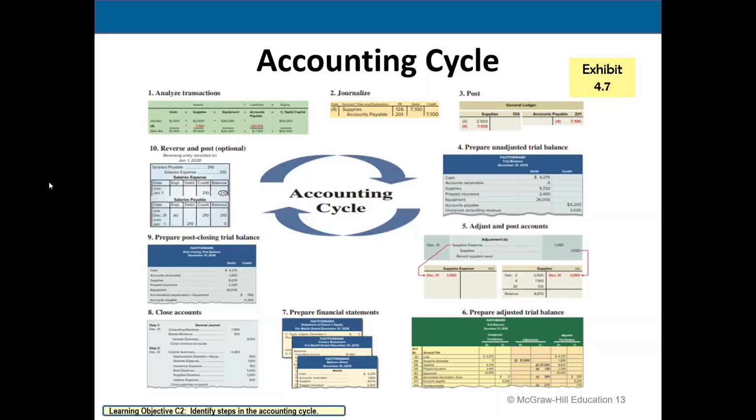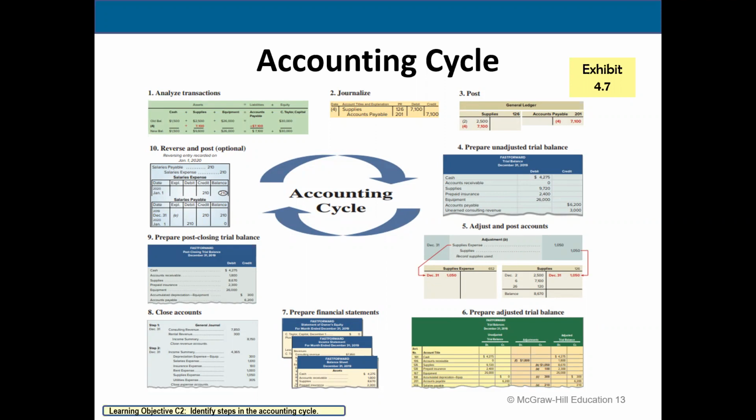Hey everybody, I just wanted to review the accounting cycle with you. And so that kind of encapsulates everything we've learned up to this point in the course. The accounting cycle is in essence what accountants do, especially financial accountants who are preparing things like statements and so forth.